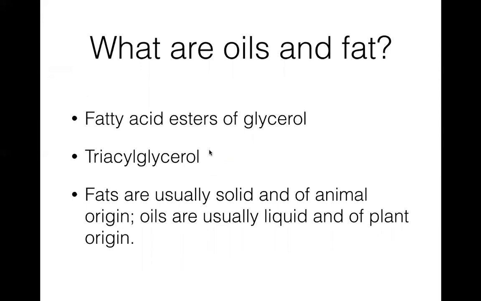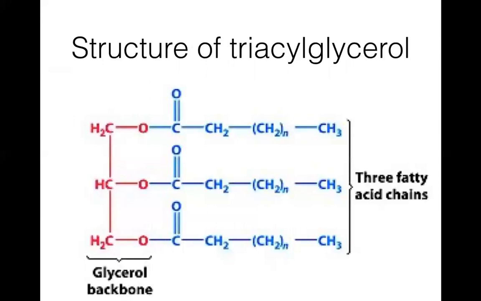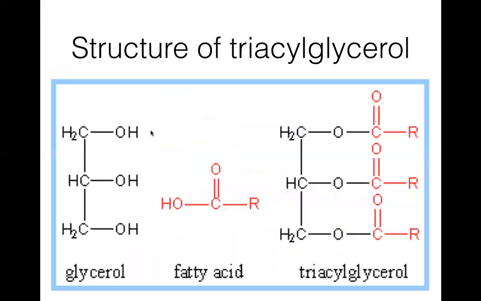Now, what is the difference then between a fat and an oil? Well, fats are usually solid at room temperature and are usually of animal origin. On the other hand, oils are usually liquid at room temperature and are usually of plant origin. So we have here the structure of a triacylglycerol. The backbone, like what I said earlier, is a 3-carbon alcohol known as glycerol, shown in red. And esterified to it are 3 fatty acids. The fatty acids can be either saturated or unsaturated.